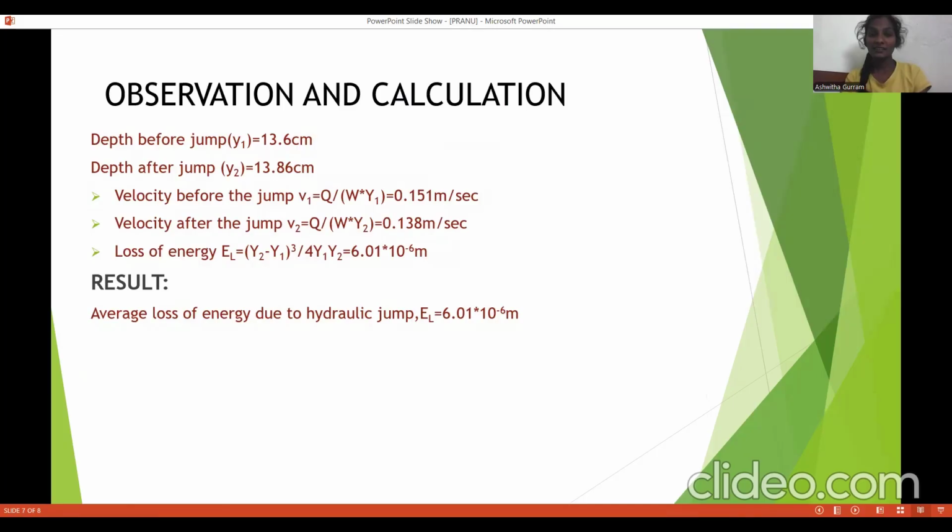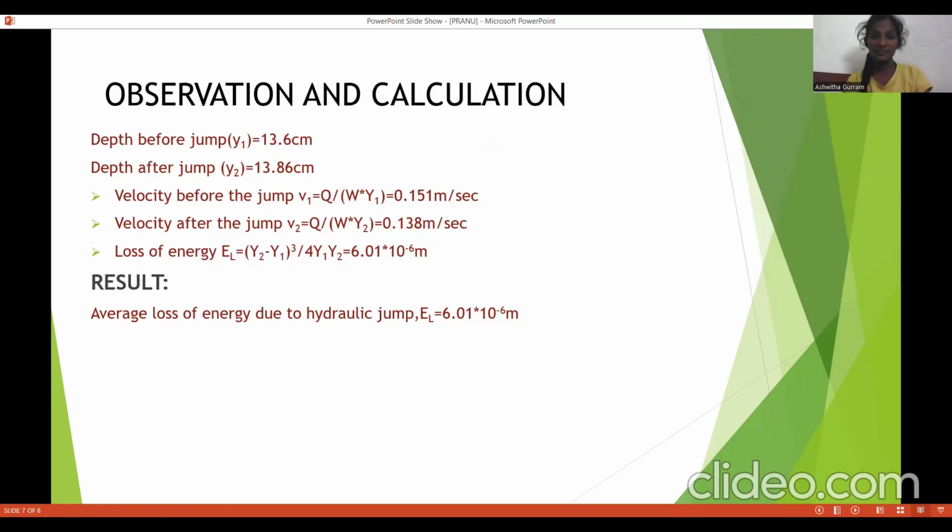By calculating, the given data is depth before jump Y1 equal to 13.6 centimeter. Depth after jump Y2 is equal to 13.86 centimeter. Velocity before the jump, V1, is equal to Q by W into Y1, equal to 0.15 meter per second. Then the velocity after the jump, V2, is equal to Q by W into Y2, equal to 0.138 meter per second.